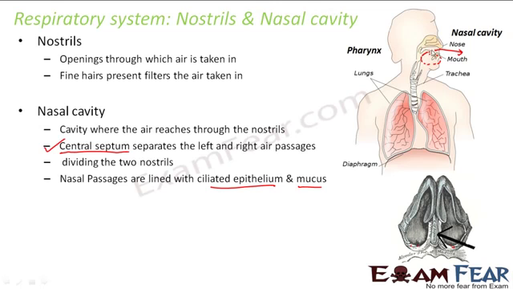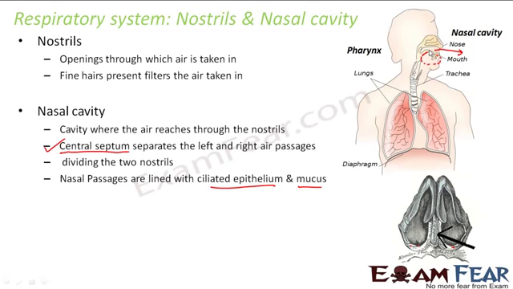You can see, because the nasal cavity and the oral cavity need to be separated, otherwise there will be no segregation between the food which we eat and the air which we take in. So the air and the food pathways should be kept separate from each other, right? So we are clear with nostrils and nasal cavity.